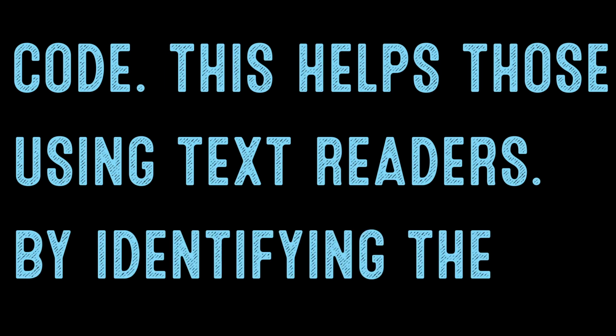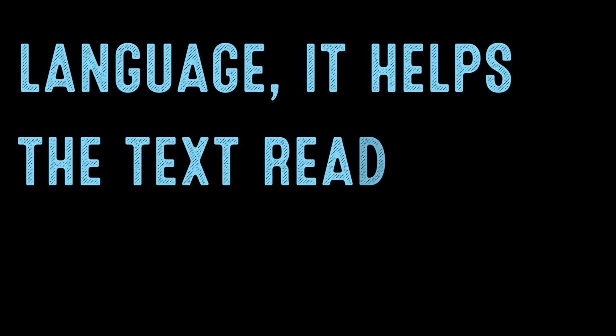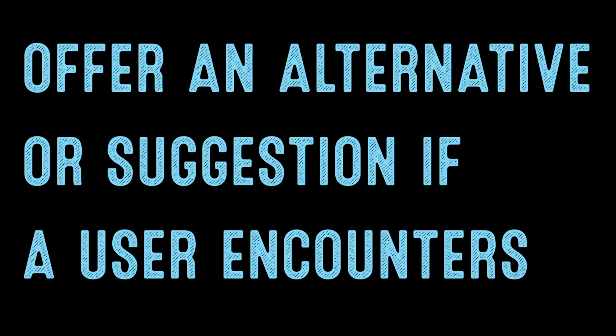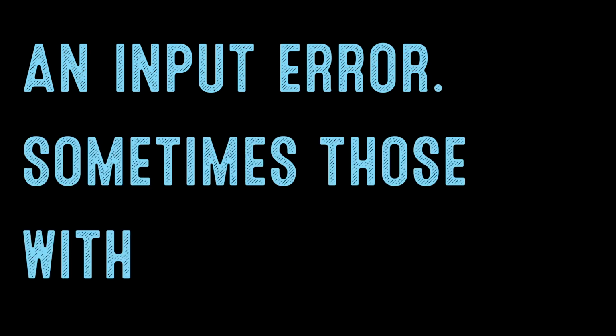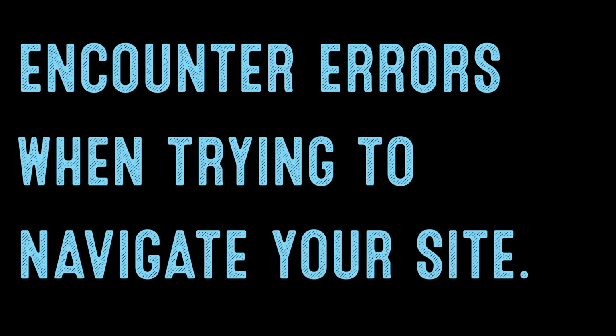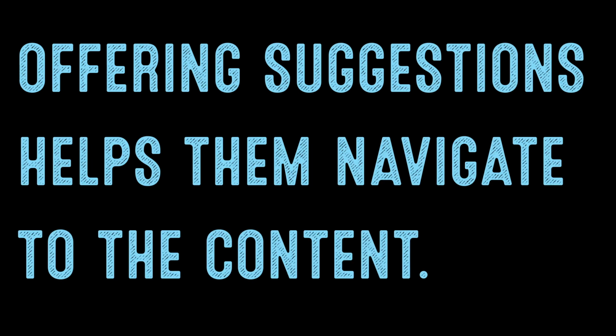Clearly state the language on your site in the header code. This helps those using text readers. By identifying the language, it helps the text reader to function accordingly. Offer an alternative or suggestion if a user encounters an input error. Sometimes those with disabilities encounter errors when trying to navigate your site. Offering suggestions helps them navigate the content.